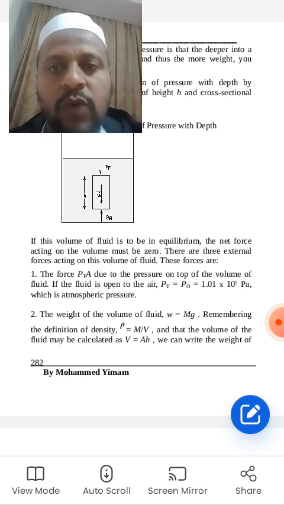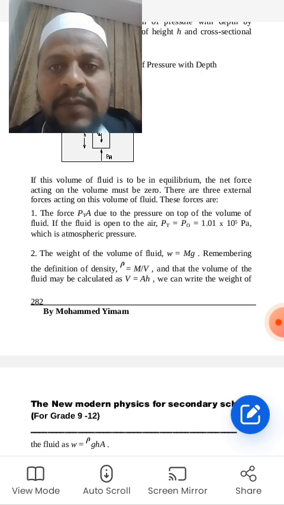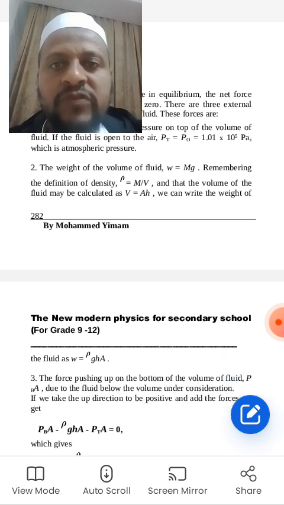These forces are: 1. The force PT A due to the pressure on the top of the volume of the fluid. If the fluid is open to the air, PT is equal to P naught, which is equal to 1.01 times 10 to the power of 5 Pascal, which is atmospheric pressure. 2. The weight of the volume of the fluid. Weight is equal to mg.